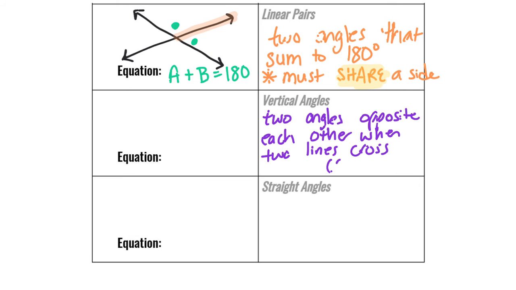So if I'm going to look at a picture here, I'll draw a similar picture to what I had for linear pairs. They are going to cross at this point here. And then I see that this and this are vertical angles. So A equals B. If I was to fold my picture in half, I should find that those angles sit perfectly on top of one another. A straight angle is simply a straight line that measures 180 degrees.